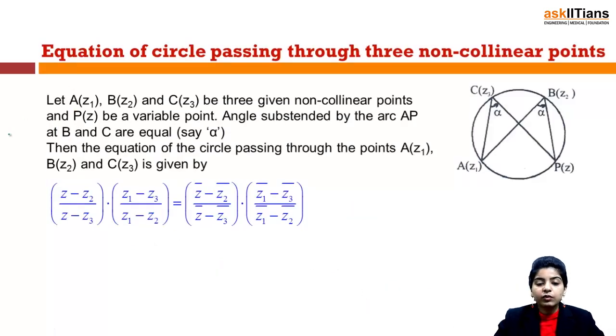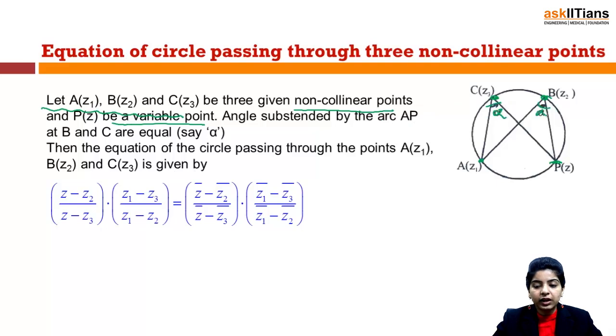Now we have the equation of a circle passing through three non-collinear points. Let A, B and C be the three given non-collinear points and P(Z) be a variable point. Suppose these are the points A, B and C, that is Z1, Z2, Z3, these are the complex numbers, and P is any variable point. Then the angles subtended by the arc AP at B and C are equal.